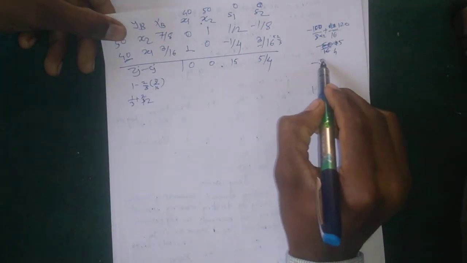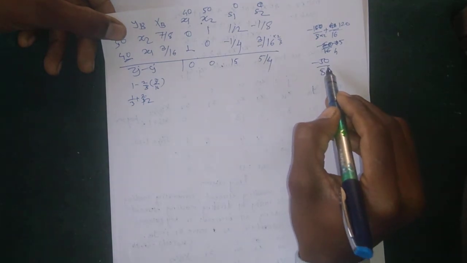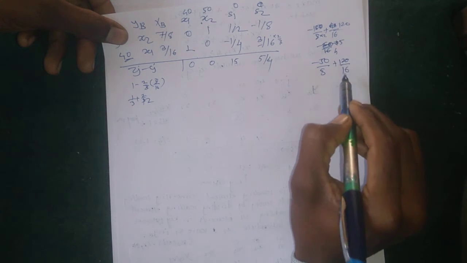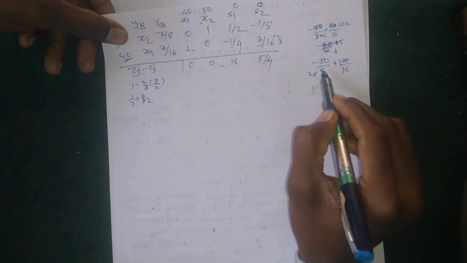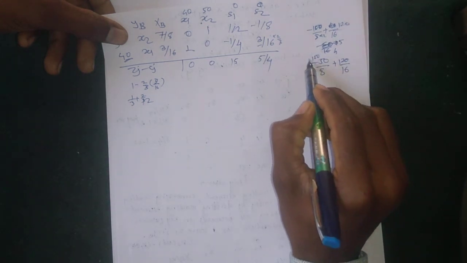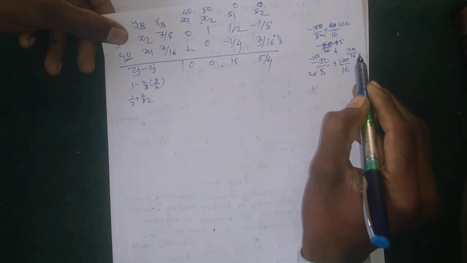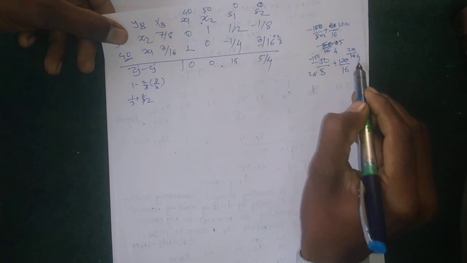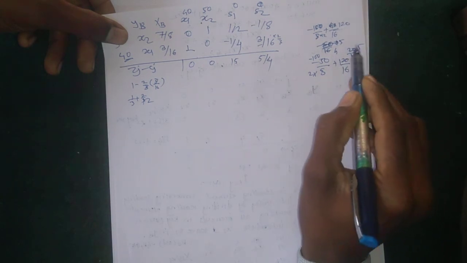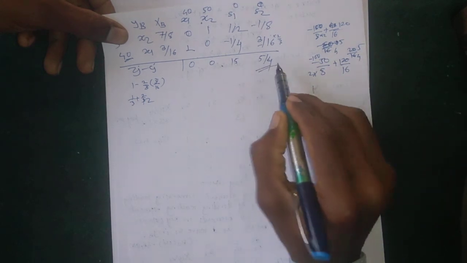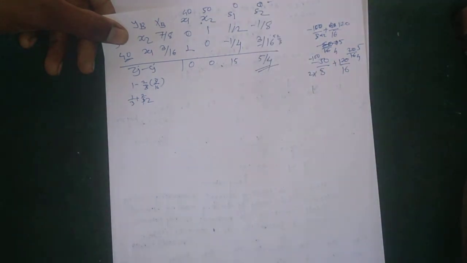How to find in this? Minus 50 upon 8 plus 120 upon 16. So multiply this by 2, then this is 100, minus 100 plus 120 is 20 divided by 16. 20 divided by 16 is 5 by 4. If we divide 4 into both elements, then 5 by 4, minus 0, 5 by 4.